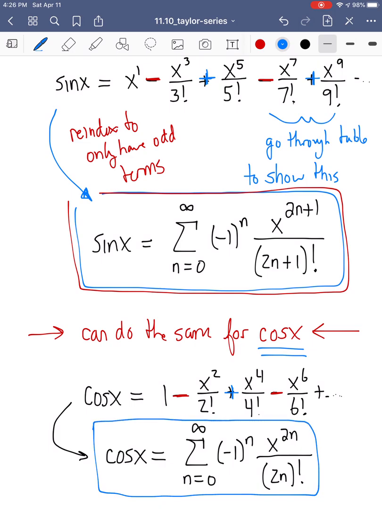Again, we didn't go through all the nitty-gritty details for cosine like we did for sine or e to the x, but you can do the same exact table process and figure out what all the non-zero terms will be for cosine. And all those non-zero terms will basically be all the even terms that we saw drop out of sine.